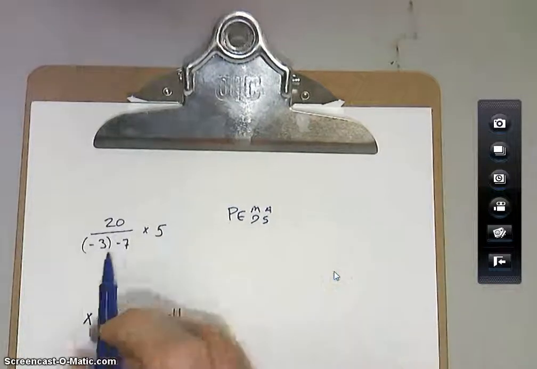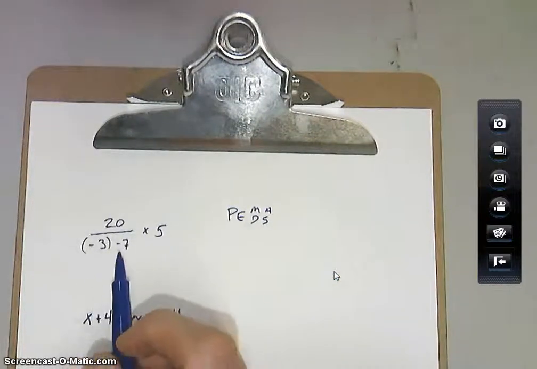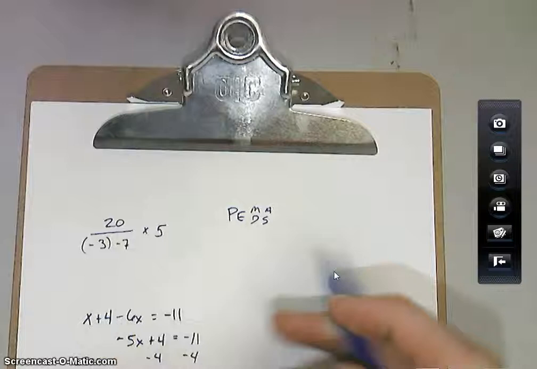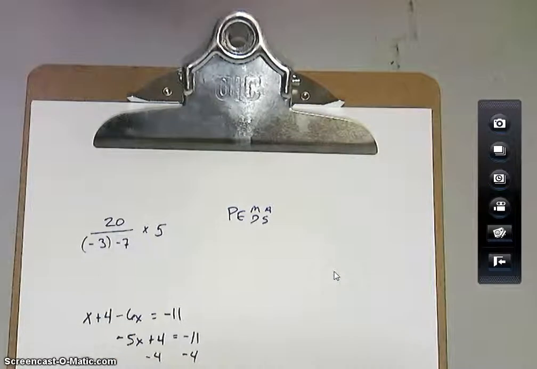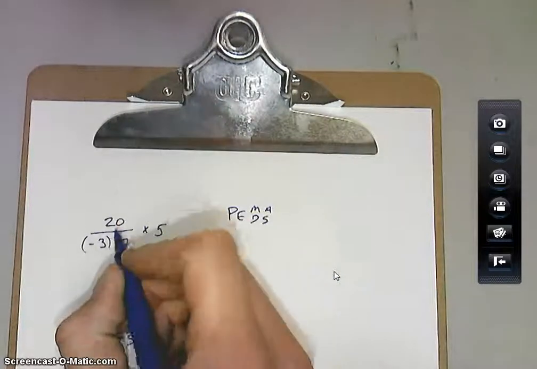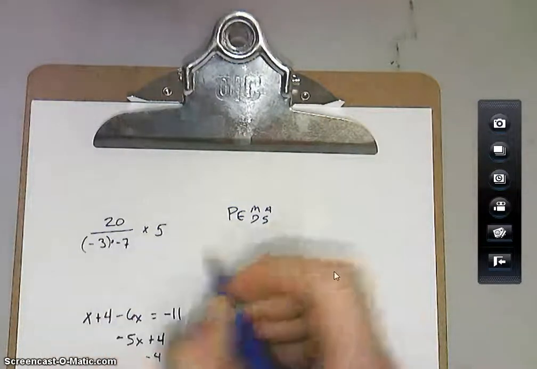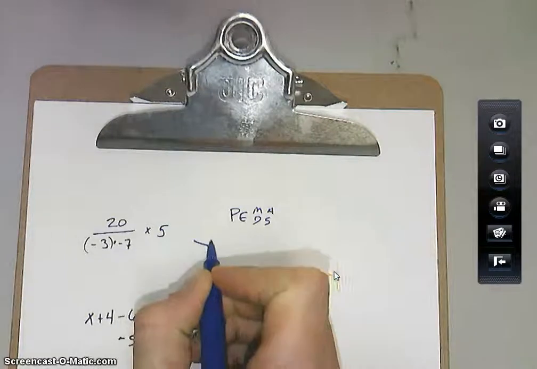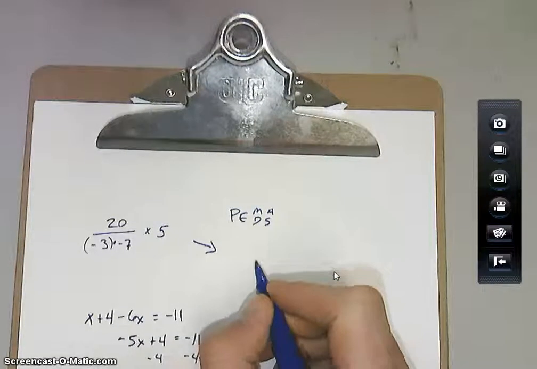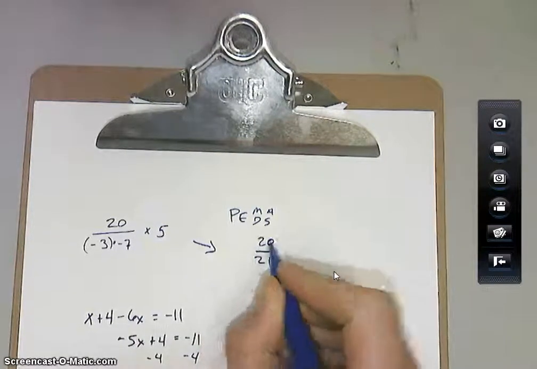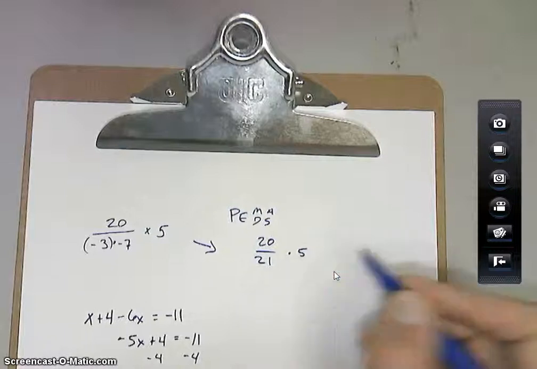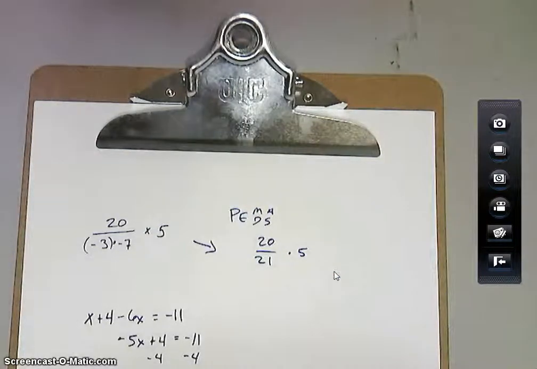So here we have 20 over negative 3 minus 7 times 5. So actually this should be times negative 7 times 5. So negative 3 times negative 7 is what? Let's pretend like I didn't write that right there. 21. So we have 20 over 21 times 5.